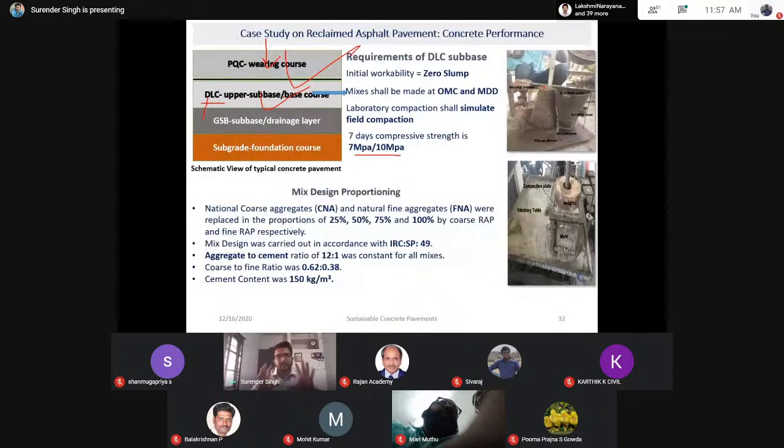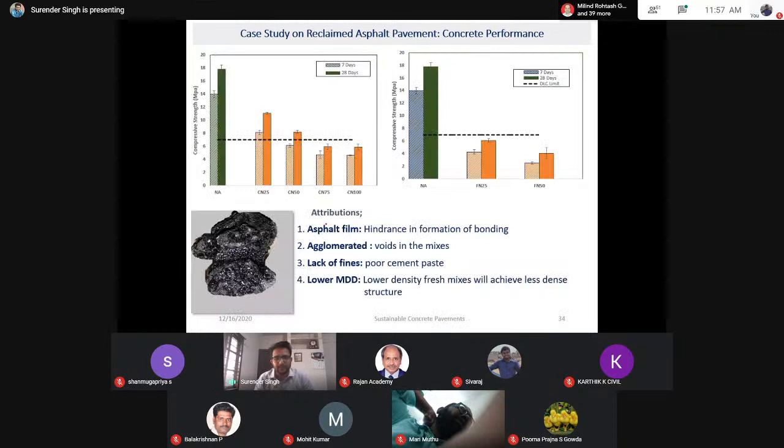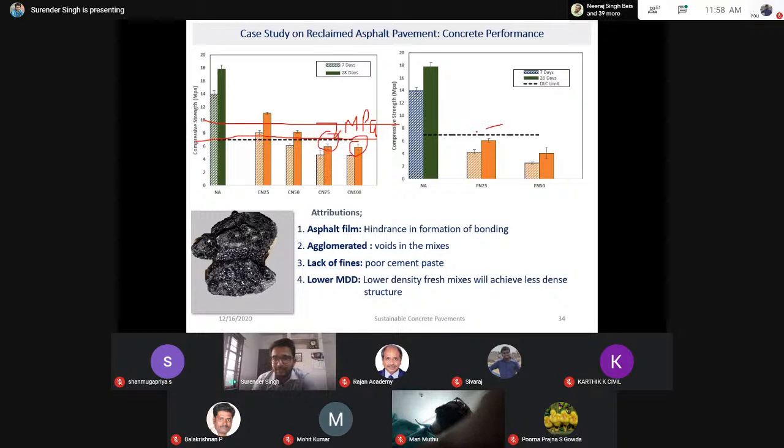So what I did, I replaced natural aggregates in different proportions, 25%, 50%, 75%, 100%. And then I looked at the properties, the compressive strength. Dry lean concrete is designed for compressive strength. Earlier, 3 years back, the strength requirement was 7 MPa. Now it has been changed to 10 MPa. You can see here, in fact, at 28 days also, they are not achieving 7 MPa strength. For the fine aggregates, it could not achieve. That shows that RAP aggregates cannot be used, because it will have agglomerated particles and an asphalt film that will be reducing your properties.